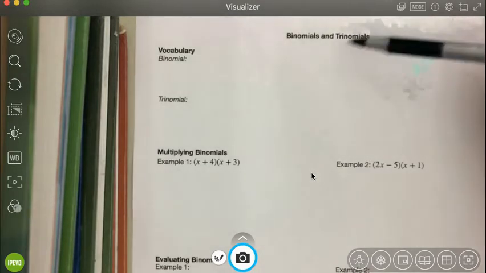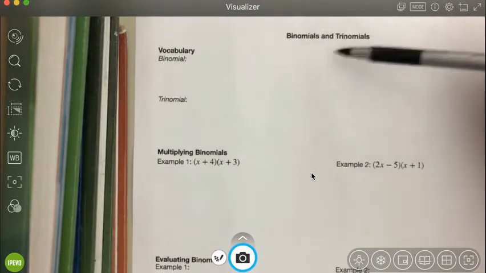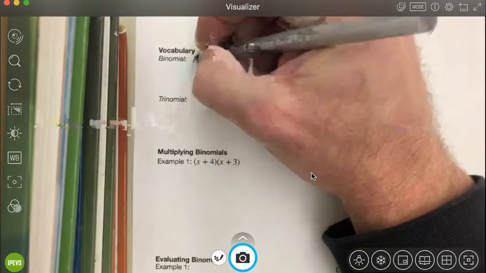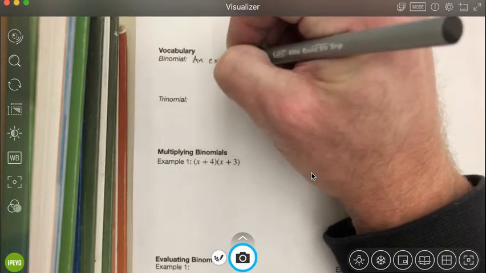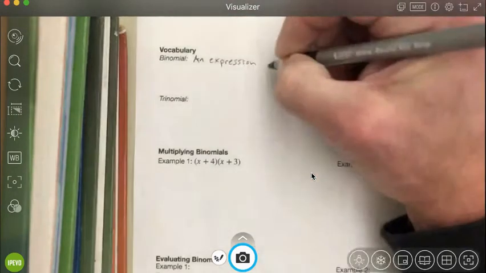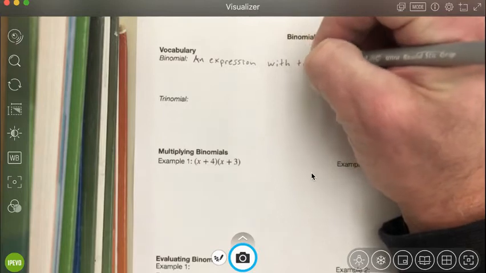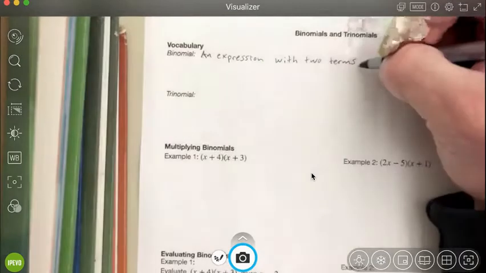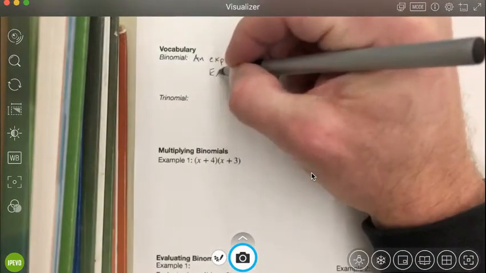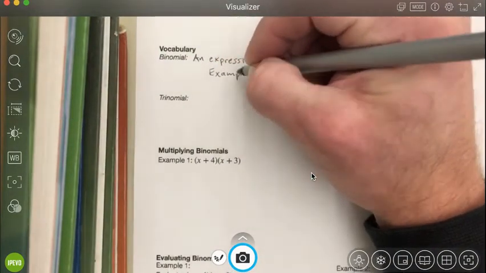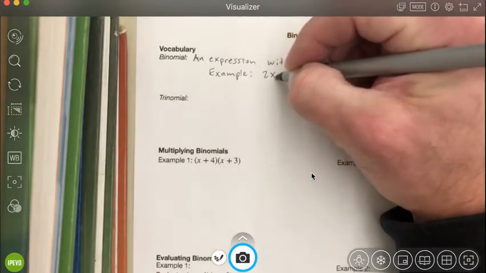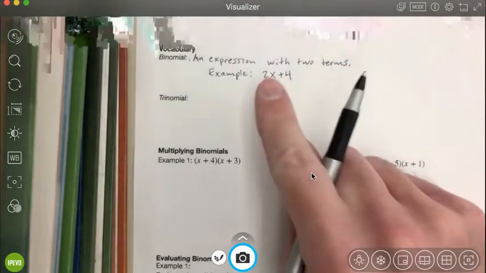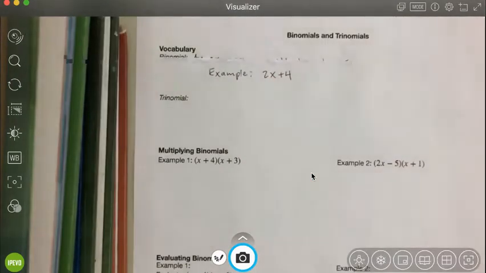So you might have seen what's known as a binomial before, and same with a trinomial. So think of a binomial as an expression with two terms. So an example would just be 2x plus 4. It's an expression, there's no equal sign, and it's got two terms. That's it.